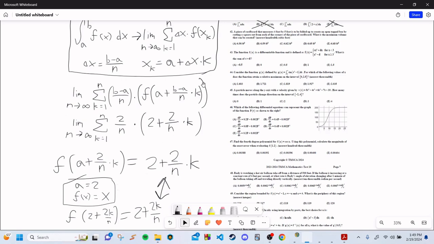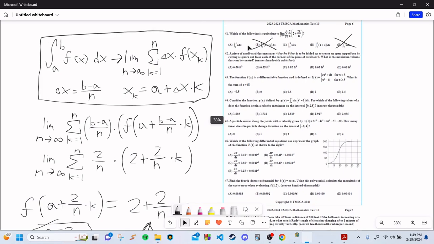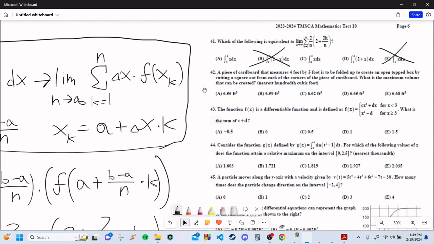And so the only answer choice like that is answer choice A, which has that lower bound of 2 and has a function of x. So A must be our answer.